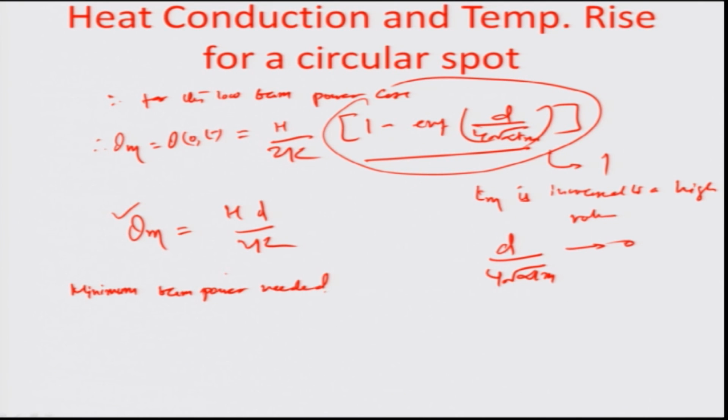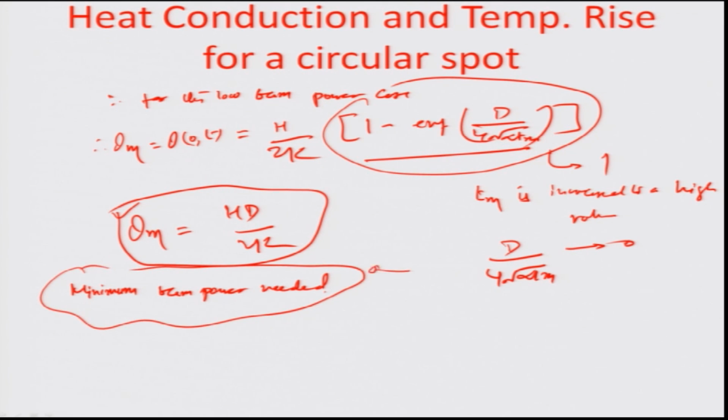This is again, I am sorry to represent it as small d, this capital D that we are talking about here. Okay. So, HD by 2k, that is what the theta m value is going to be, and this is how you can estimate what is going to be the criteria corresponding to which minimum laser beam power can be used for the temperature of the surface to hit upon the maximum temperature of melting. Okay.